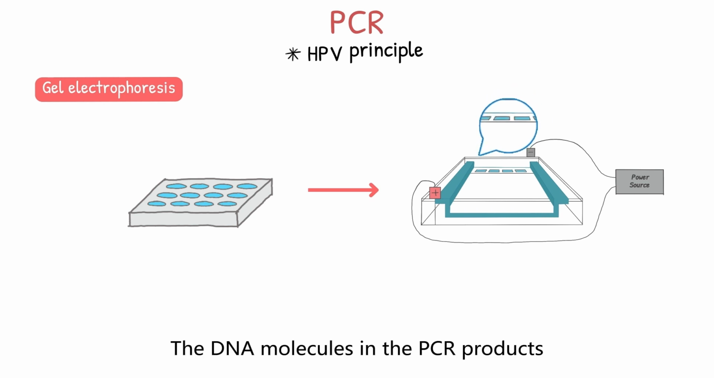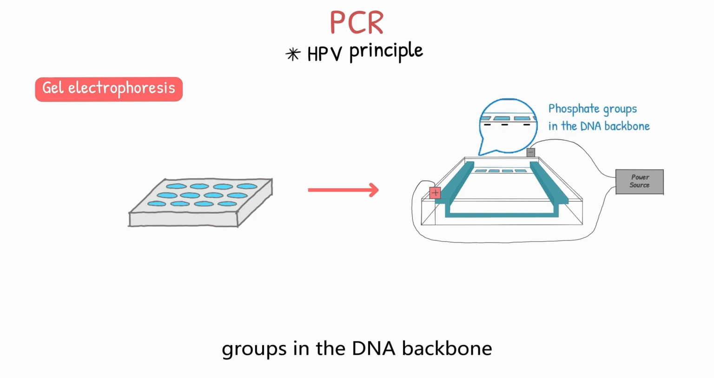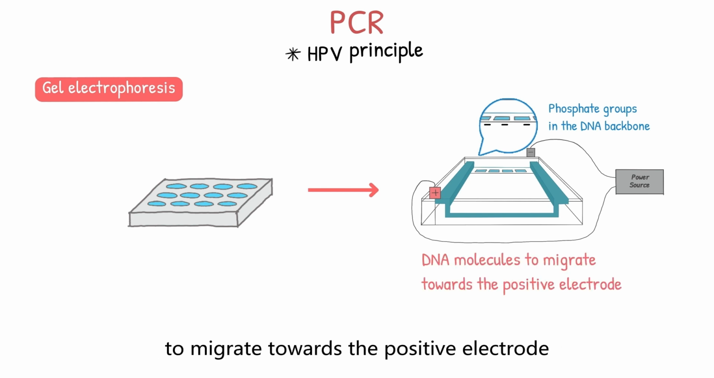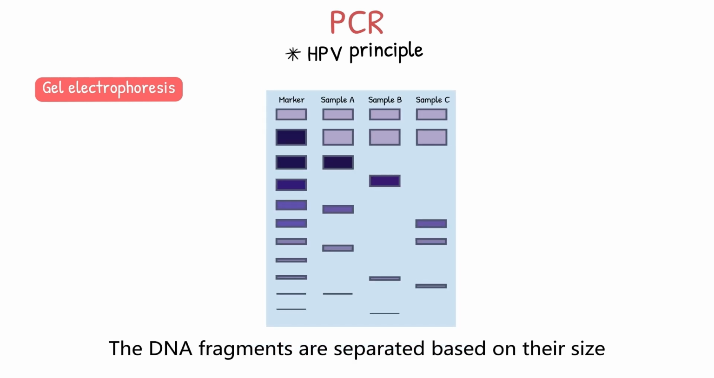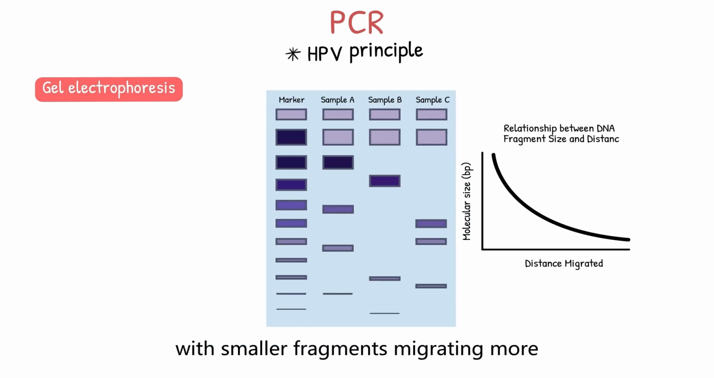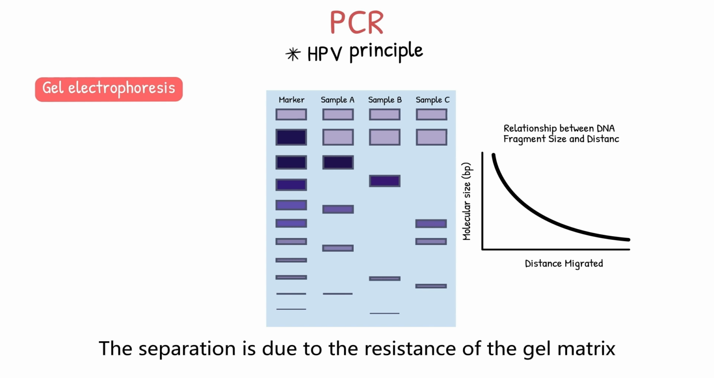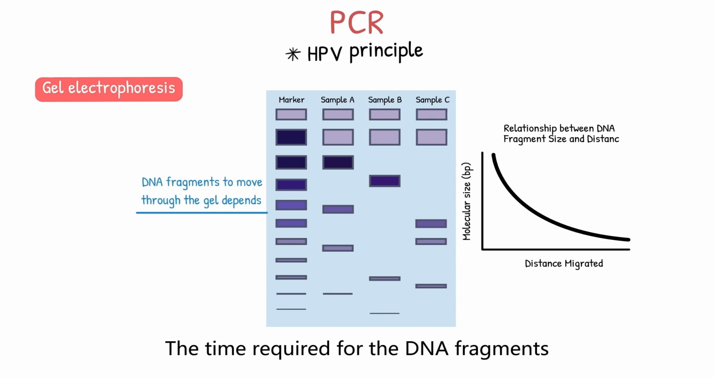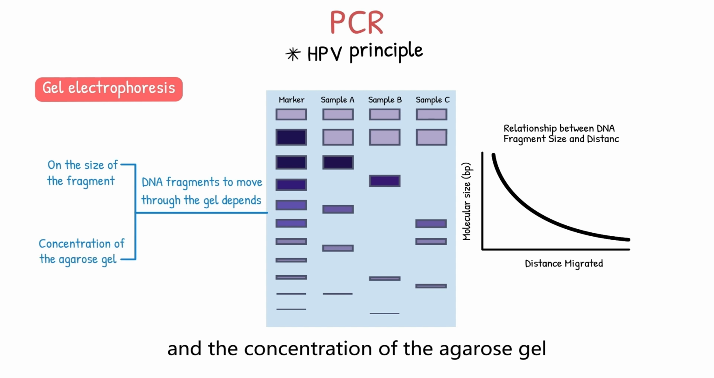The DNA molecules in the PCR products have a negative charge due to the phosphate groups in the DNA backbone. As a result, the electric field causes the DNA molecules to migrate towards the positive electrode. The DNA fragments are separated based on their size, with smaller fragments migrating more quickly through the gel than larger fragments. The separation is due to the resistance of the gel matrix, which slows down the movement of larger DNA fragments. The time required for the DNA fragment to move through the gel depends on the size of the fragment and the concentration of the agarose gel.